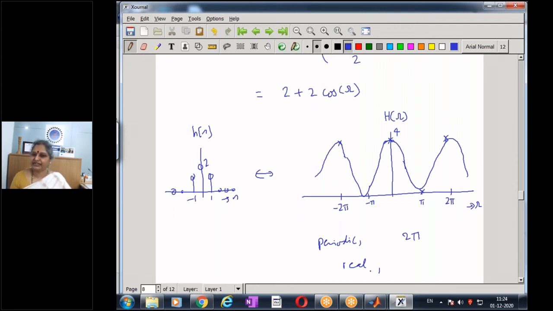And when do we get a real H of omega? If my h of n is even. If h of n is an even function of n, then my H of omega becomes real. So this is my H of omega that I'm getting for this particular example. And of course, by looking at this frequency response in the interval minus pi to plus pi, I can recognize this is a low pass filter. This is a low pass filter.